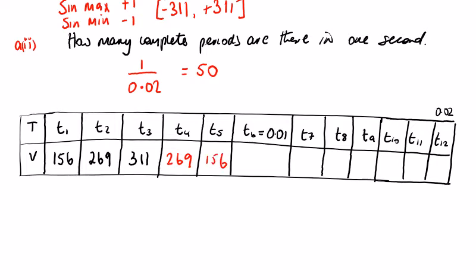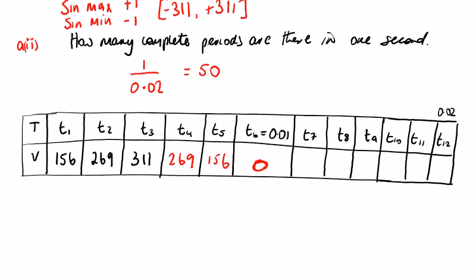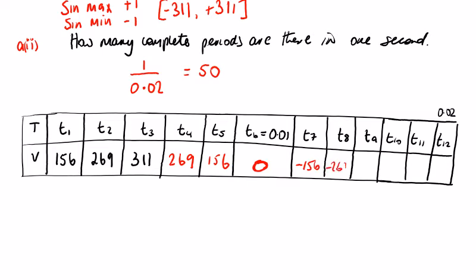And they tell you T6 is 0.01, which you can see in the graph is 0. And then we're going negative 156, negative 269, negative 311, negative 269, negative 156, and back up to 0.